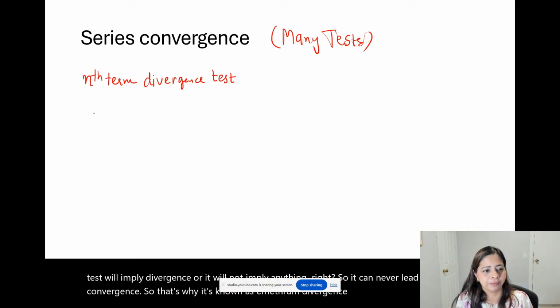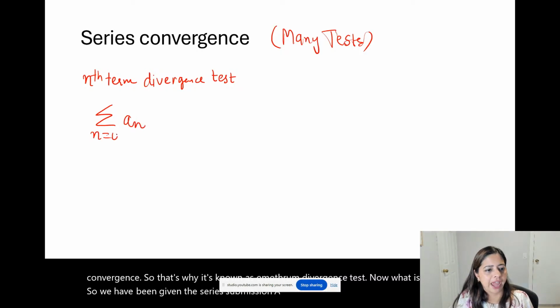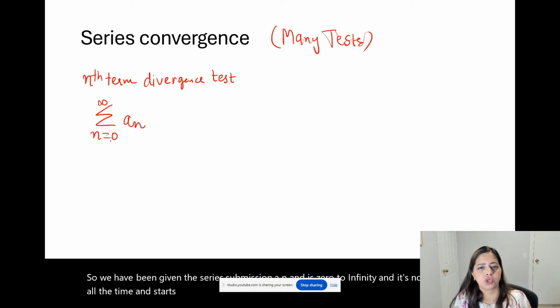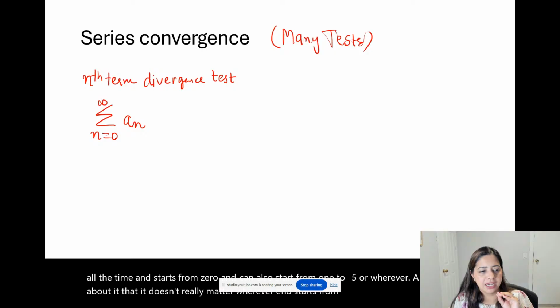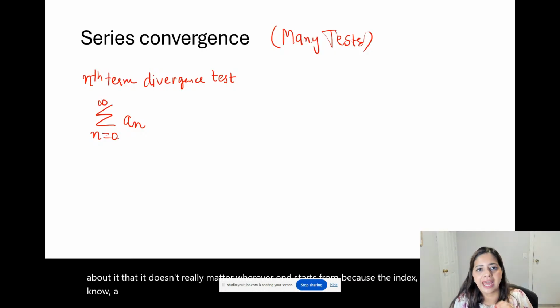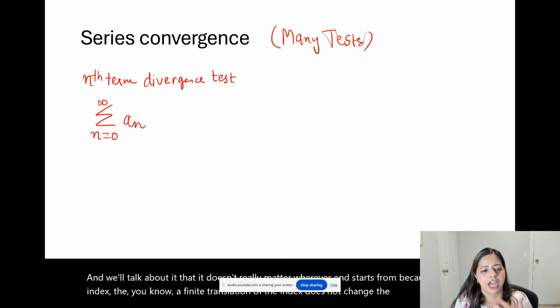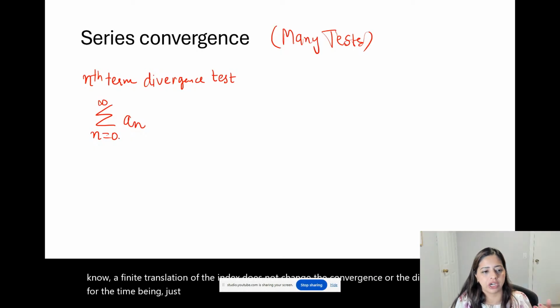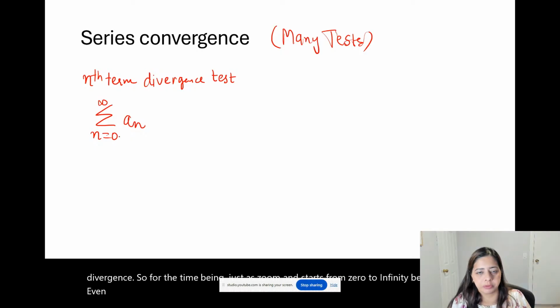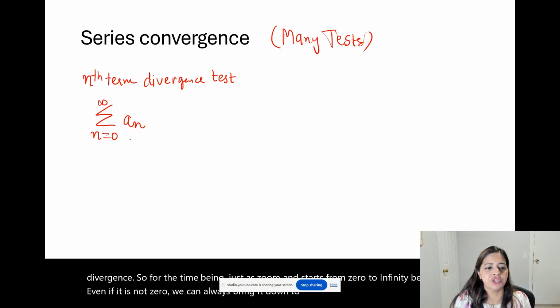Now, what is it? So we have been given this series, summation n is 0 to infinity, and it's not necessarily all the time that n starts from 0. n can also start from 1 or -5 or wherever. And we'll talk about it, that it doesn't really matter wherever n starts from, because a finite translation of the index does not change the convergence or the divergence. So for the time being, just assume n starts from 0 to infinity, because even if it is not 0, we can always bring it down to 0. So that's the given series.